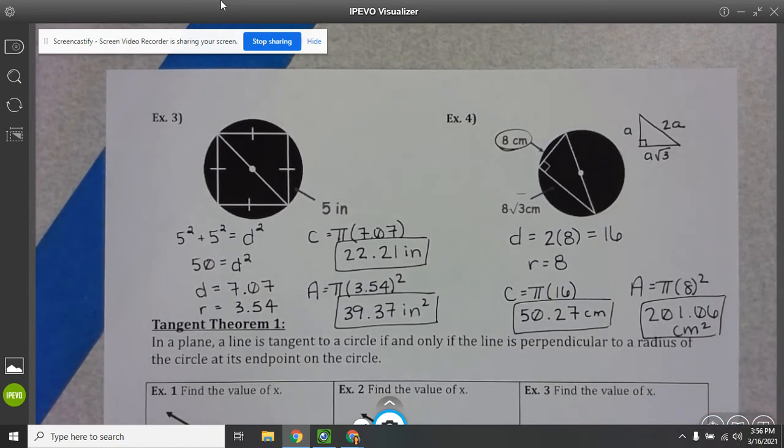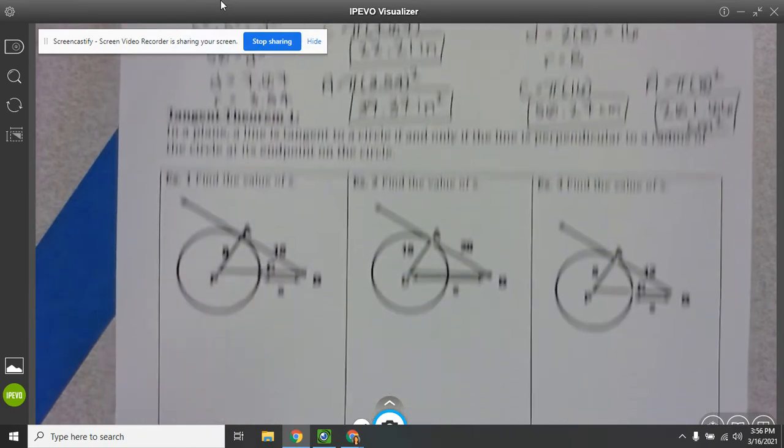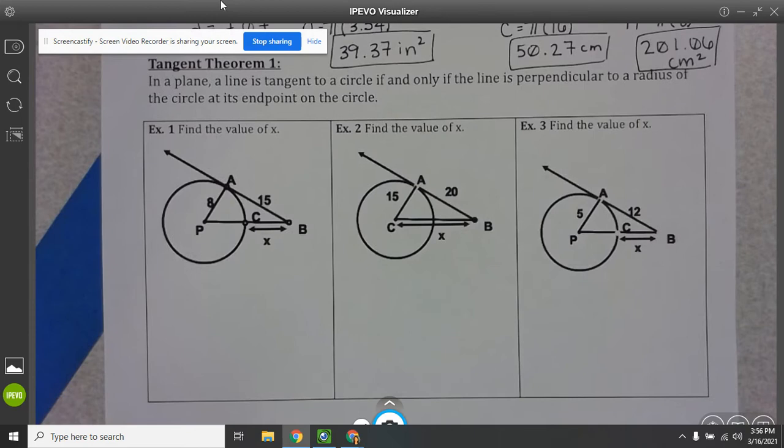All right, so that's reviewing everything we know about circles so far. Now comes the fun stuff. Just kidding. It'll be a blast. We'll be fine. So our first one, now we're dealing with tangents.